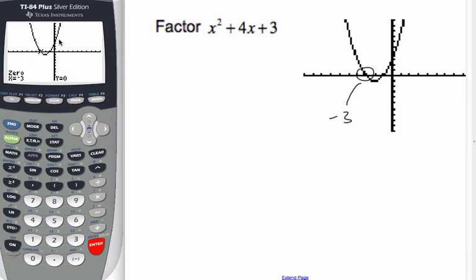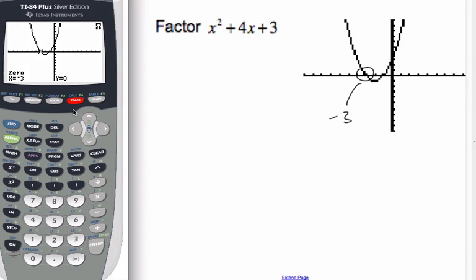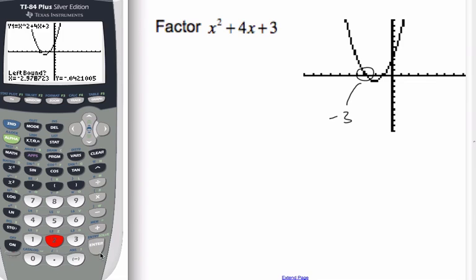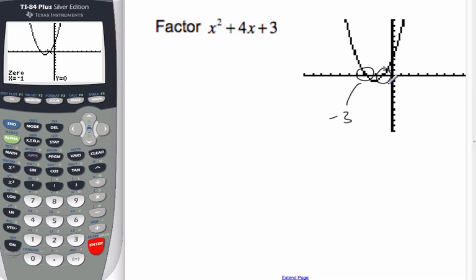We're going to do the same process again, but for the other side. So do intersection, or first wrong button. Do 0, which is number 2. Left bound will make it -2. Right bound will make it 3. And our guess, I'll say 0. And this value over here is -1.